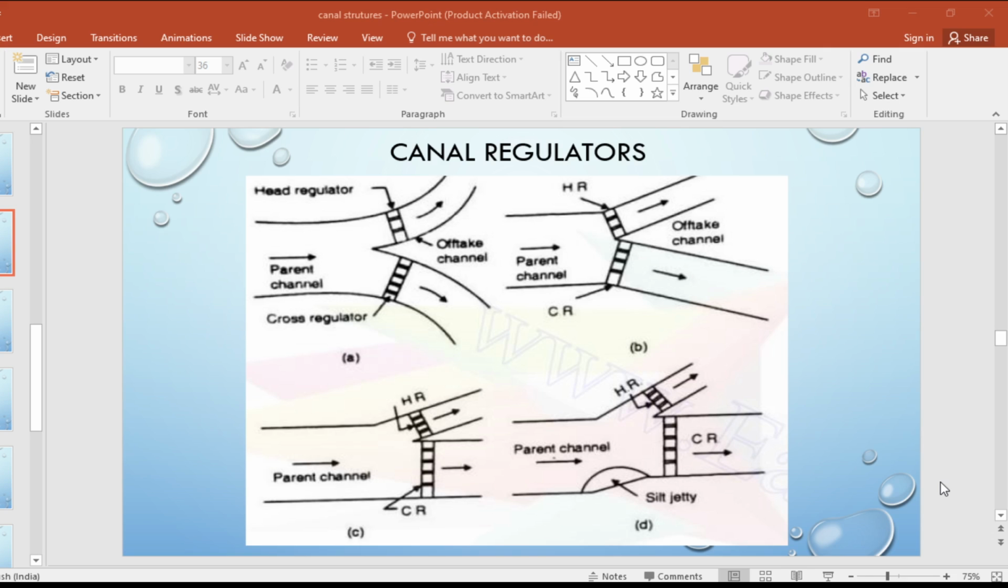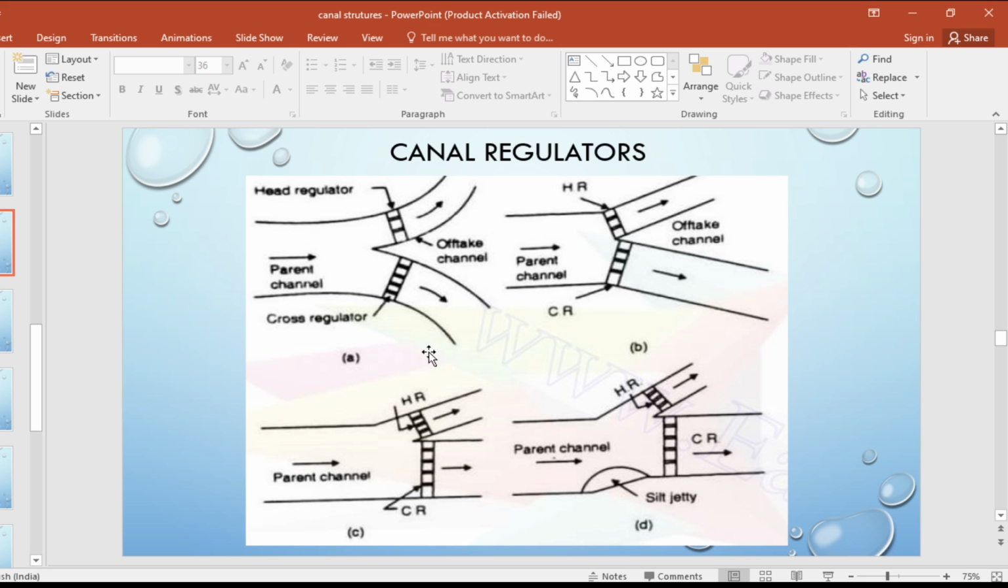Hello everyone. In this lecture, we are going to study canal regulators, that is canal headworks, also the canal escape and canal outlets and its types. Now here, before proceeding to the canal regulators, firstly we are going to discuss what is off-take alignment.